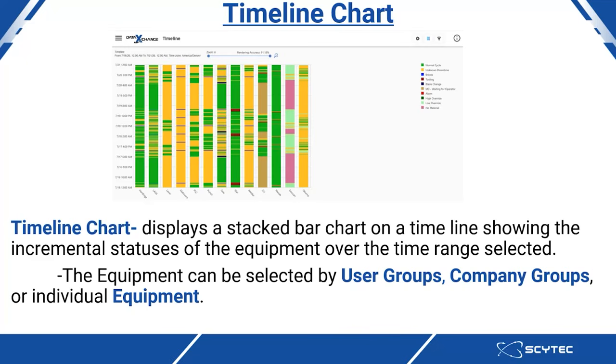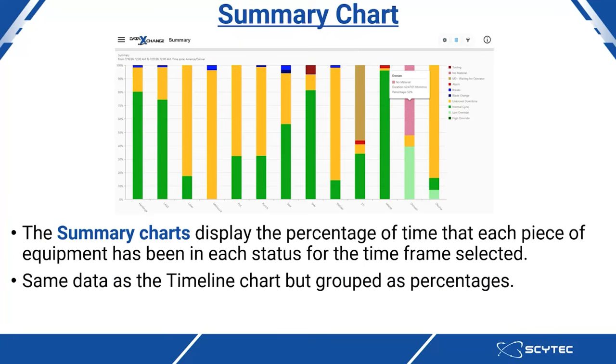So the image that you see there is from the timeline chart, and it shows you all of the reported machine statuses over the time frame that is selected by the DataXchange user. And we have all the equipment going there from left to right, including a hard-edge machine, a Masura, a PLC, and more. And then also kind of piggybacking off of that is we have the summary chart.